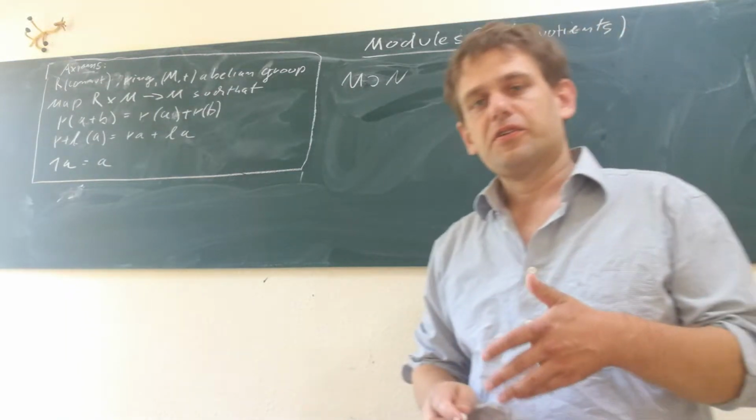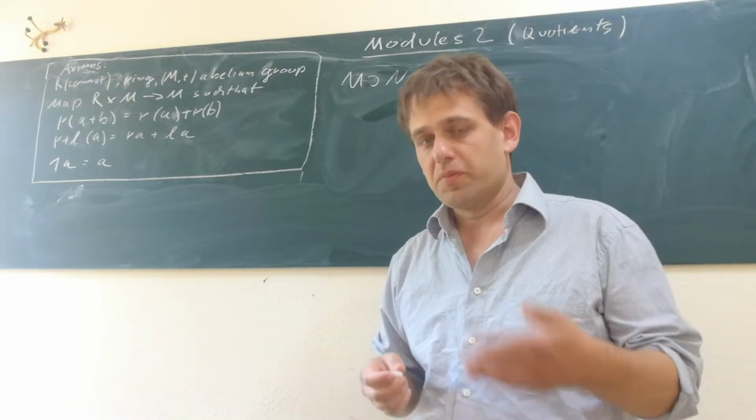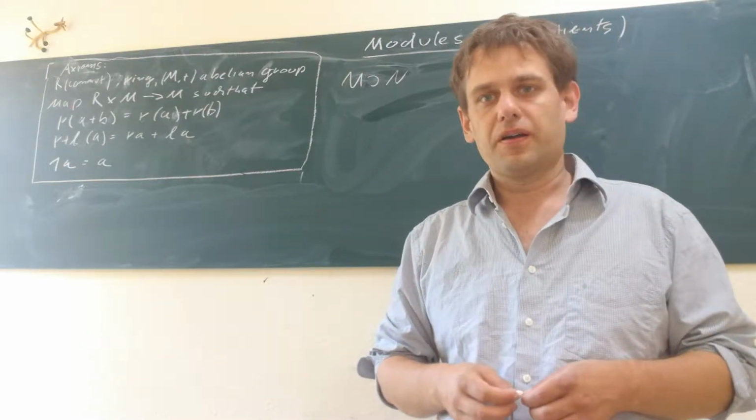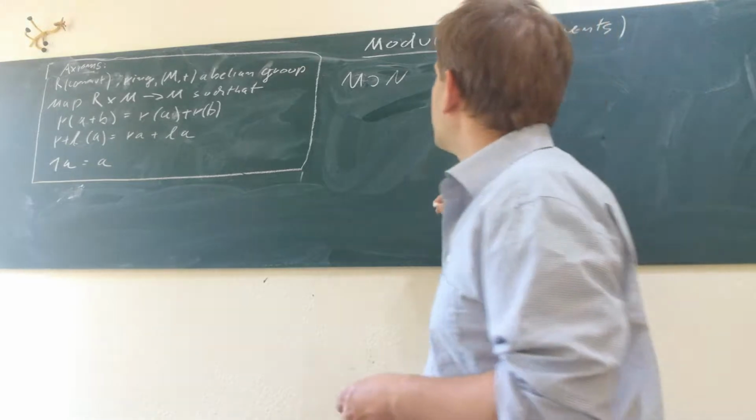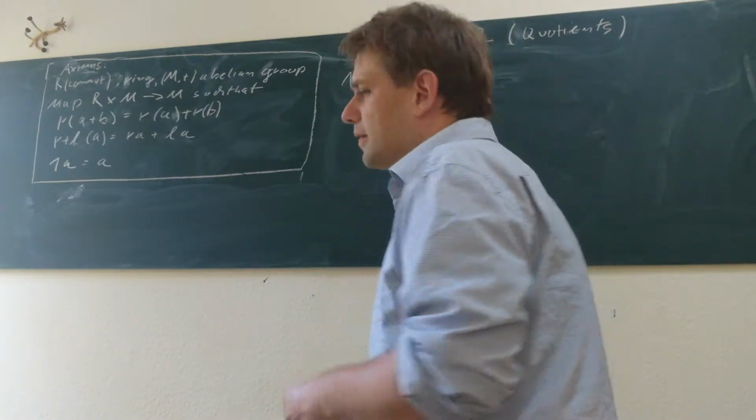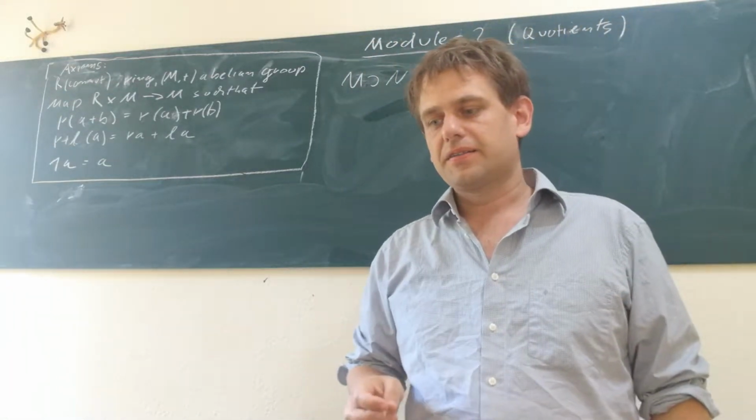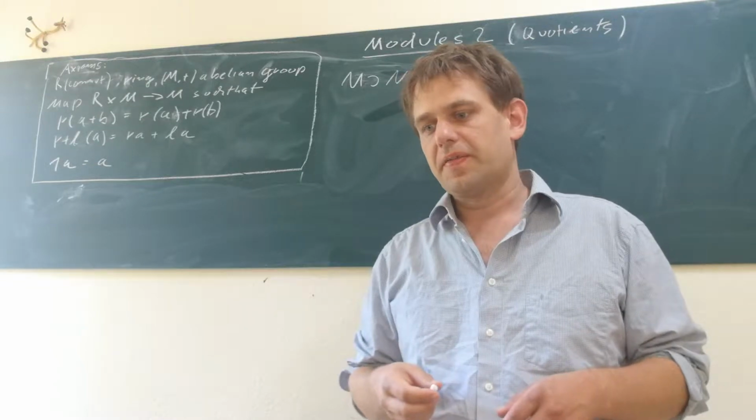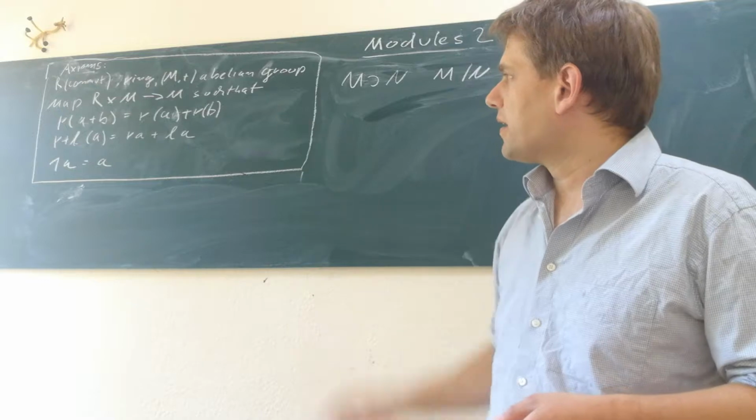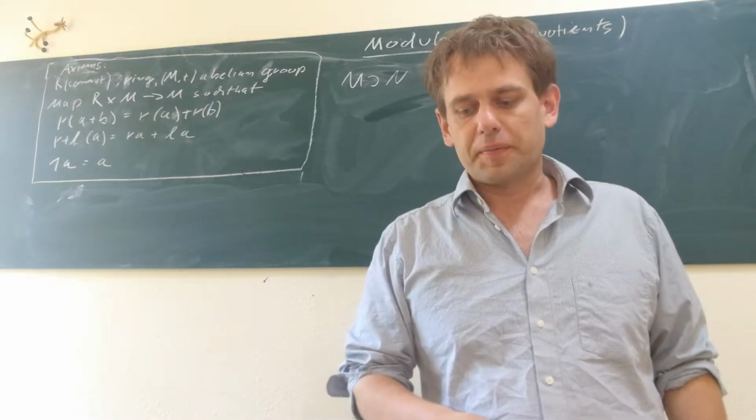Every subgroup of an abelian group is of course a normal subgroup, so you can talk about the quotient group M mod N, and we want to establish that this quotient group can be endowed with the structure of a module.